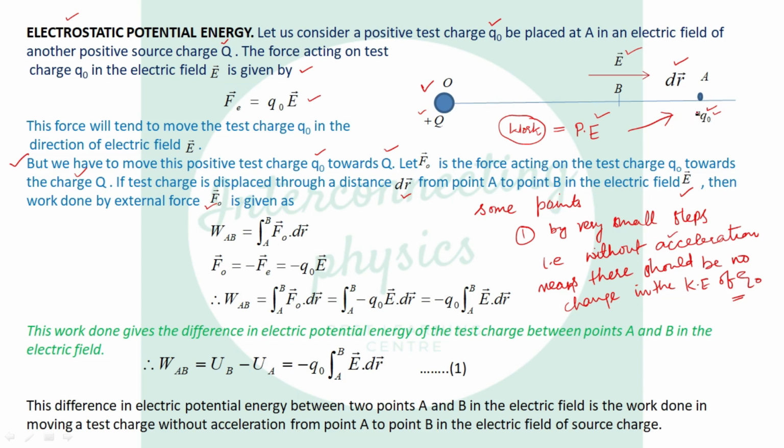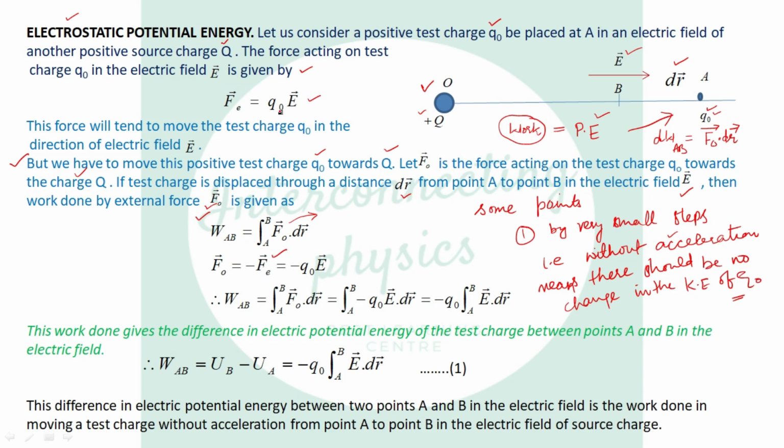So small work done in bringing Q naught from point A to B will be dW A to B, which is equal to F naught external force dot small displacement, that is dr. Now the total work done from point A to B will be integration of A to B F naught dot dr vector. Now this F naught, this external force, is opposite to this electrostatic force of repulsion. So it means it is negative of Fe.